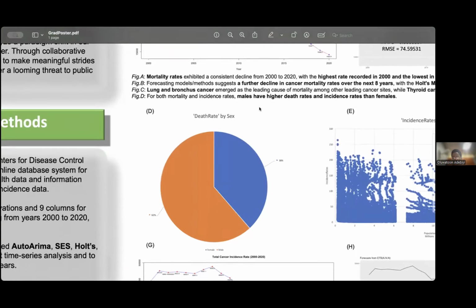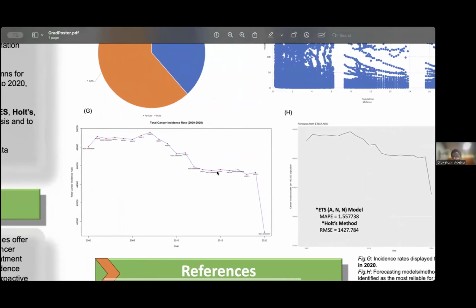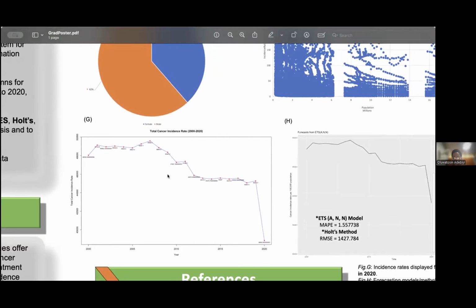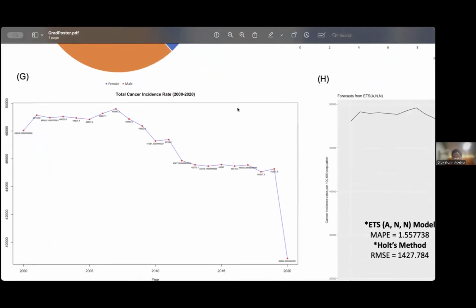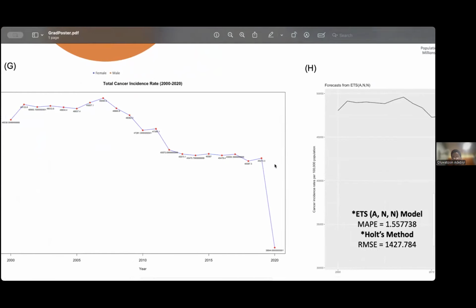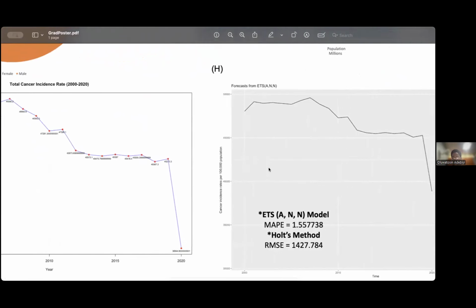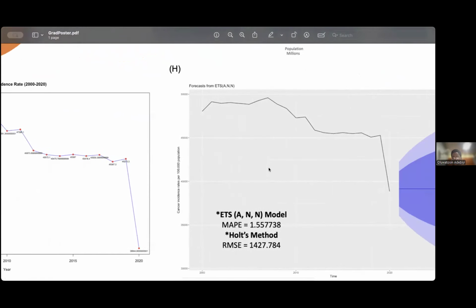So moving on to incidence rate, I beg your pardon, not mortality rate. For the past 20 years, we could see that there's been a fluctuation in total cancer incidence rate. The highest I got here was 2007, but there's been a fluctuation in the cancer incidence rate. So for the past 20 years, it's been fluctuating, but more on the decline side.